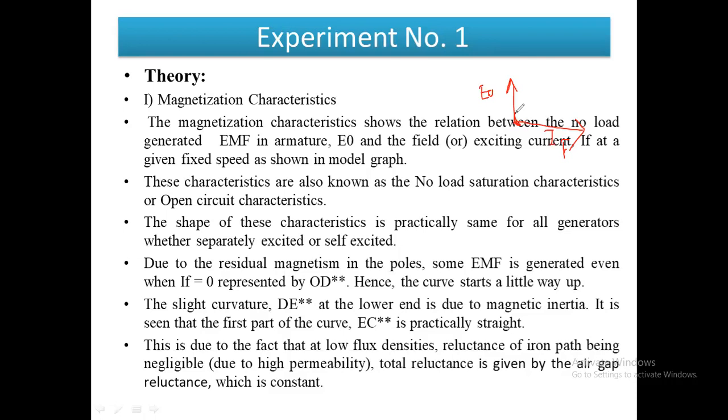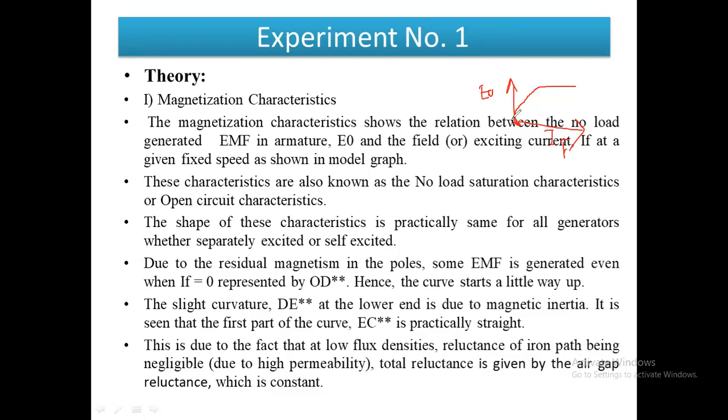This curve will start from here. After that it will be a straight line, and after that it can change, and then it will become a constant value. Can anyone tell me why this induced EMF is present at zero value of field current? What is the reason behind it?